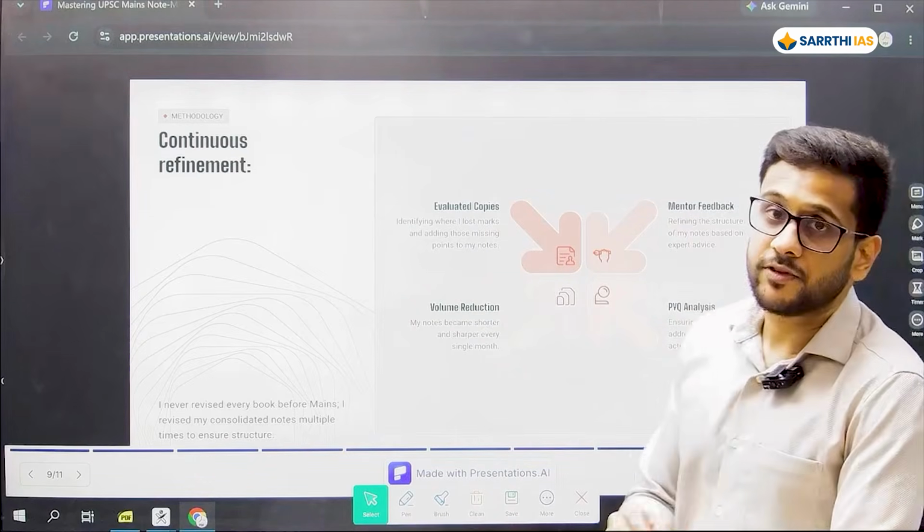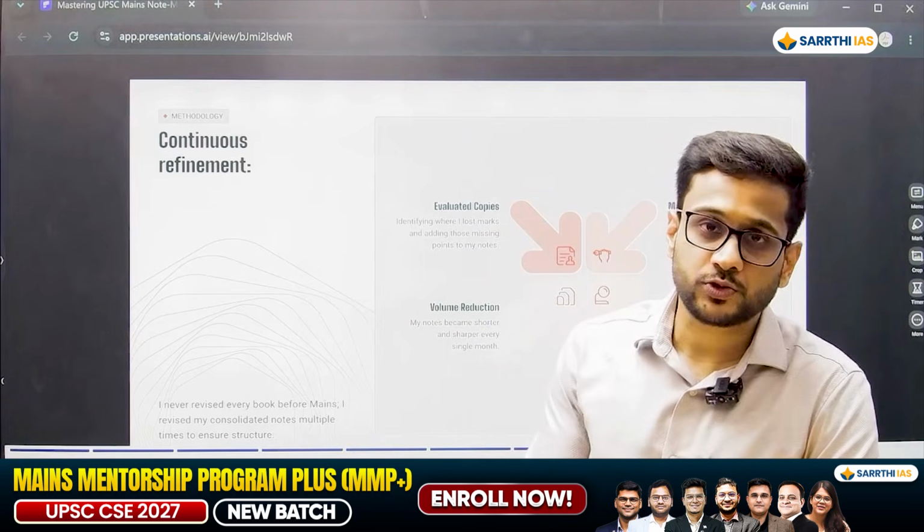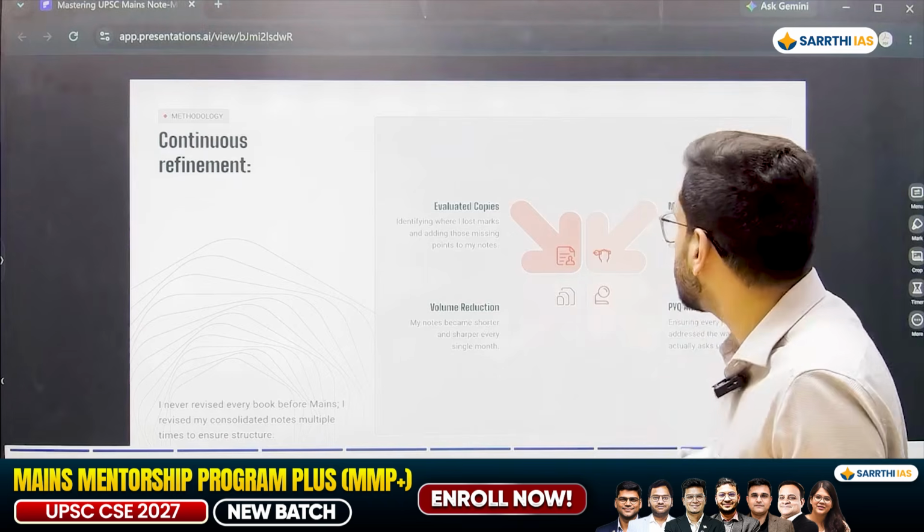Then you have to take feedback from your mentors also. I used to show my optional teacher whether I am making the right notes or not.